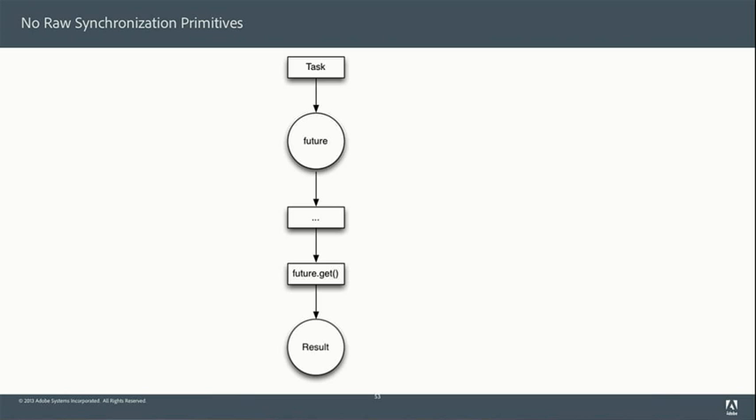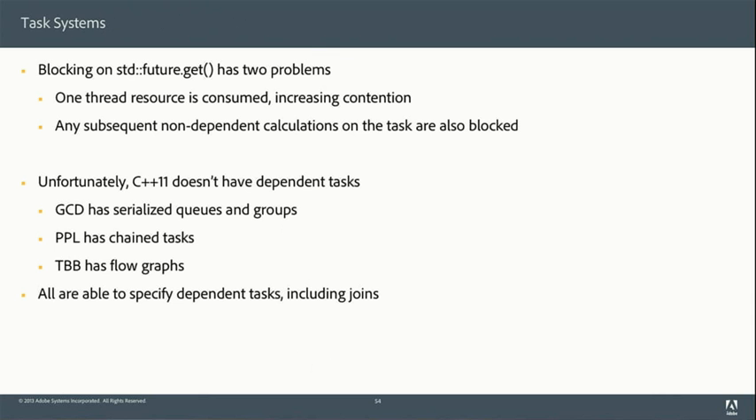Not horrible, not ideal. So we got two problems there. During the get, we're blocking a thread resource. So we've got one thread resource tied up. And any subsequent non-dependent operations within our first task there are also blocked. So unfortunately, C++11 doesn't have any notion of dependent tasks. Makes sense. It doesn't really have any notion of tasks.